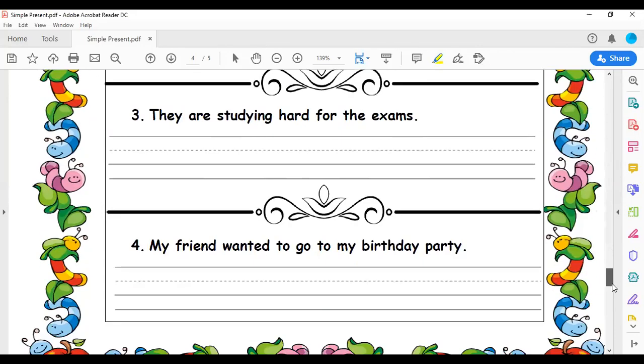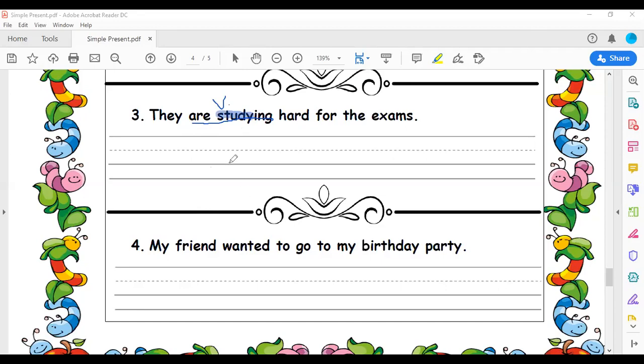Okay. They are studying hard for the exams. So the verb is are only? No, studying. Bravo. This is the verb. Where is the subject? They. Where is the main verb? Study. Excellent. So you do it.